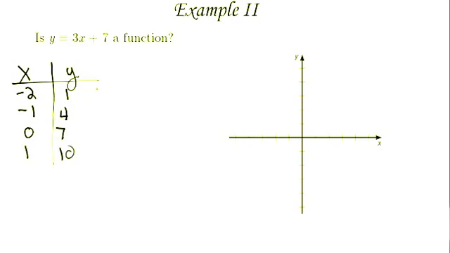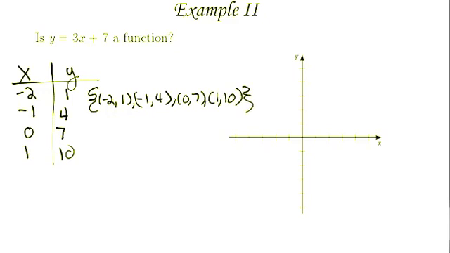And if I did that for multiple values, I would come up with a table that gives me some ordered pairs: minus 2, 1; minus 1, 4; 0, 7; and 1, 10. Now that I have these ordered pairs, I can graph this relation, which is also possibly a function, and then I can use the vertical line test.